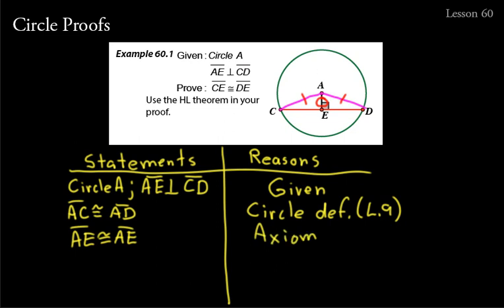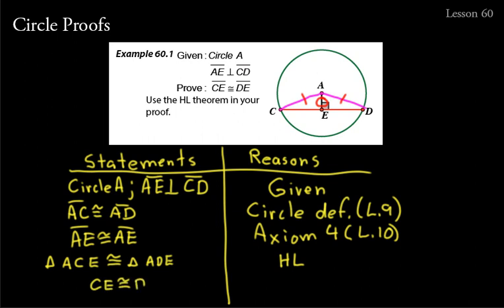Because in order to use the hypotenuse leg, we have to show that the hypotenuse is congruent and legs are congruent, so we have to write those things down. And that is Axiom 4 in our lesson 10. And so then we can say triangle ACE is congruent to triangle ADE, and those are congruent by hypotenuse leg. And then CE is therefore congruent to DE by CPCTC. Congruent parts of congruent triangles are congruent.